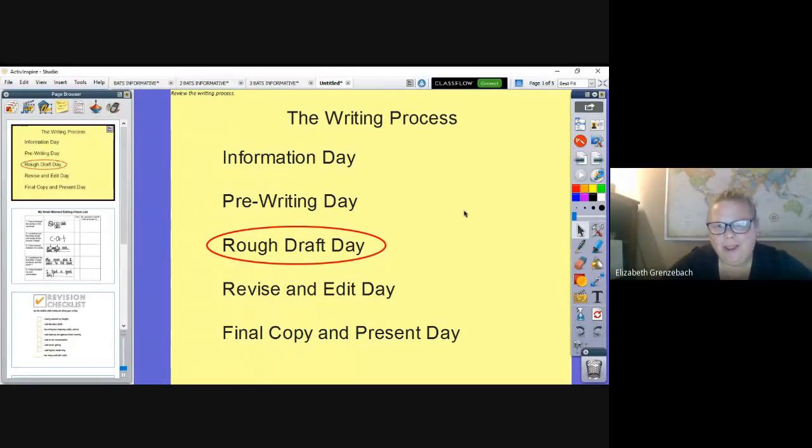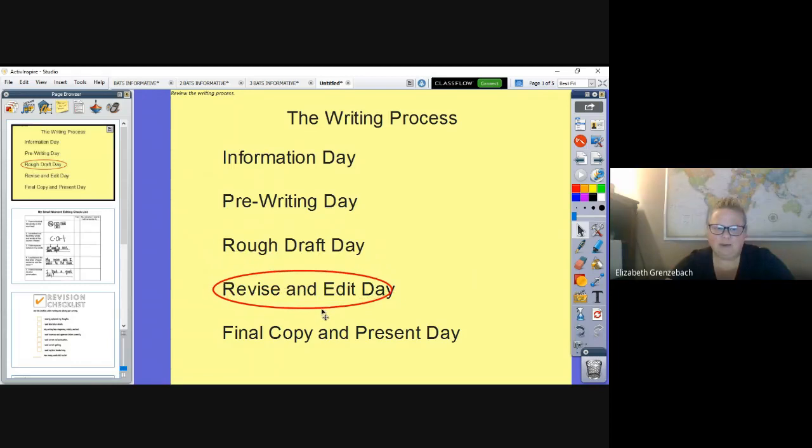And we are on the fourth day of the writing process. So we did information day, pre-writing day. Last time, you should have finished your rough draft. Remember, we used the color code to help you keep your place. So you should have your rough draft. That's all you need out today, your rough draft, and some things to write with. You might want to use colors.